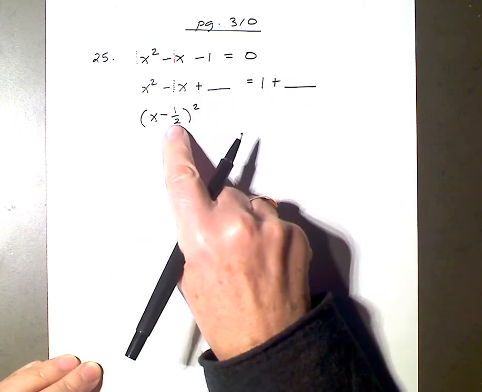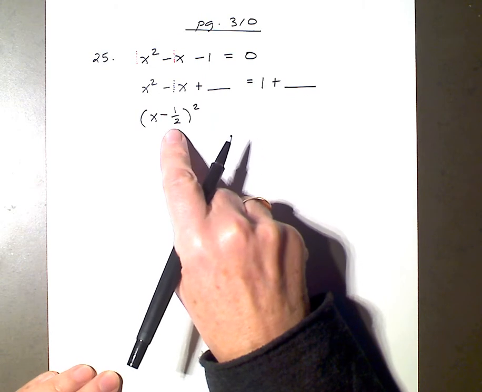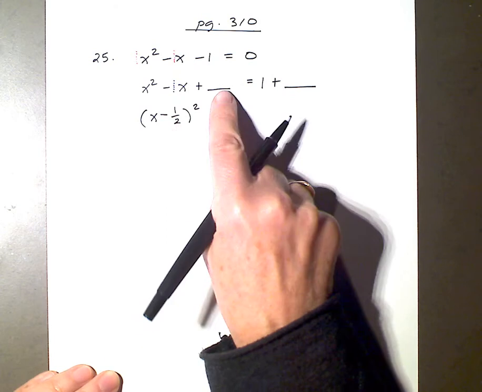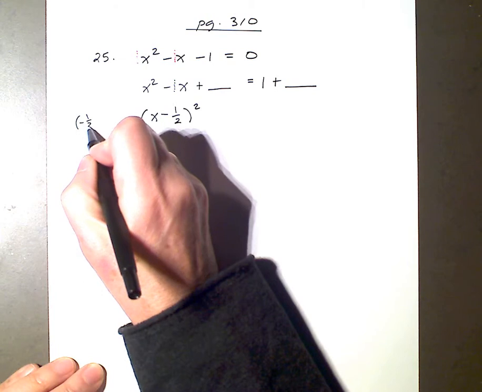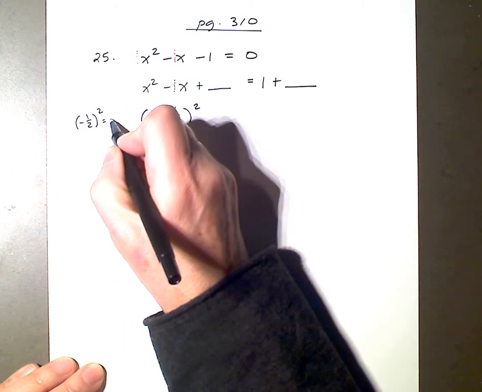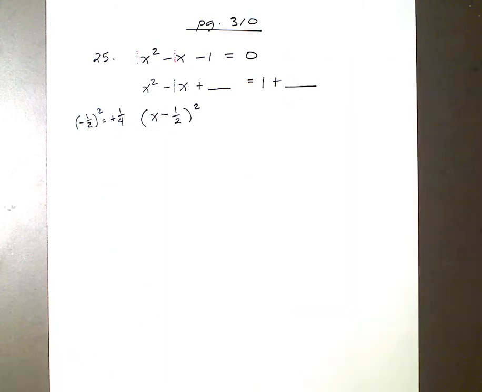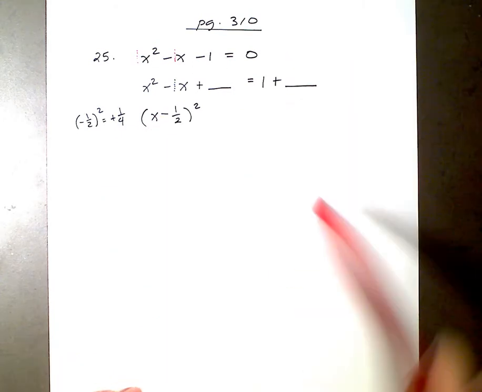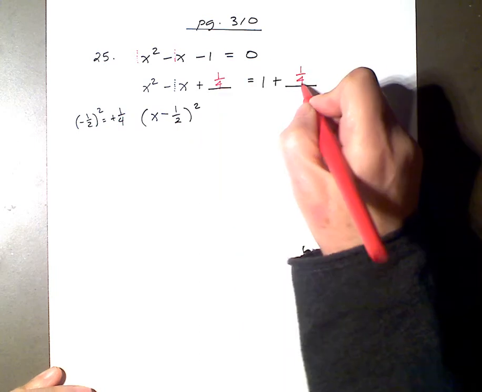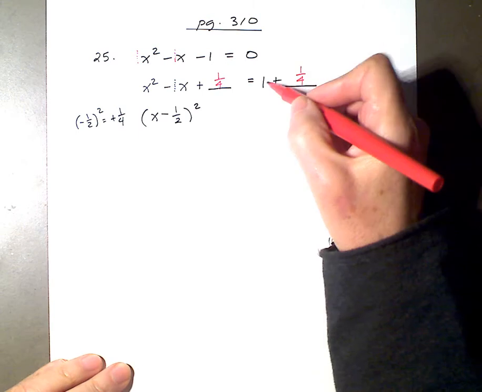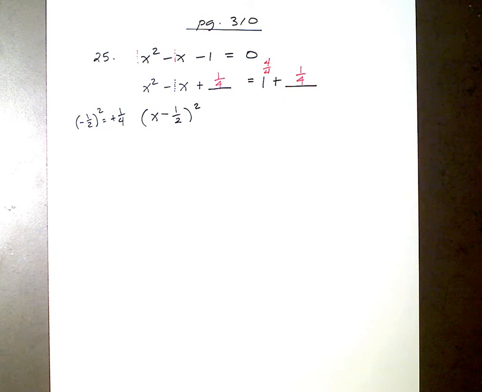1/2 quantity squared. So when I FOIL out x minus 1/2 times x minus 1/2, my last term is going to be negative 1/2 squared. So negative 1/2 squared is positive 1/4. So that's what I'm going to be adding right here. And I'm going to add 1/4 here as well. So adding 1 plus 1/4, that's of course 4/4, plus 1/4 is 5/4 on the right.